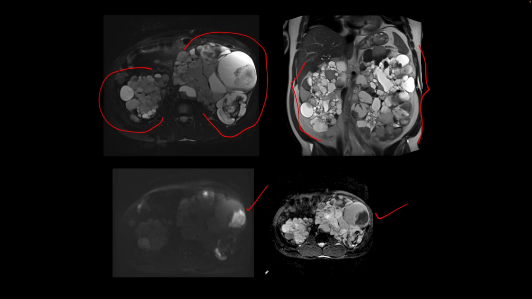And here there is a focus of restricted diffusion, so you want to raise a suspicion that there might be a renal cell carcinoma. This finding can also be seen when there is internal hemorrhage in one of those cysts, because blood can also restrict diffusion.